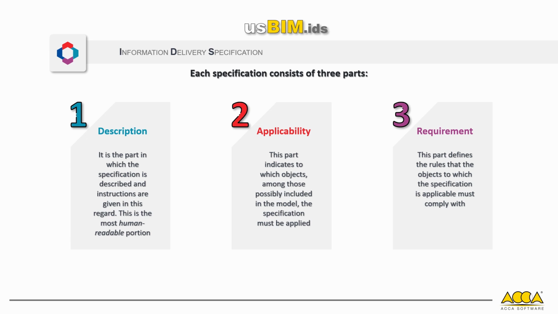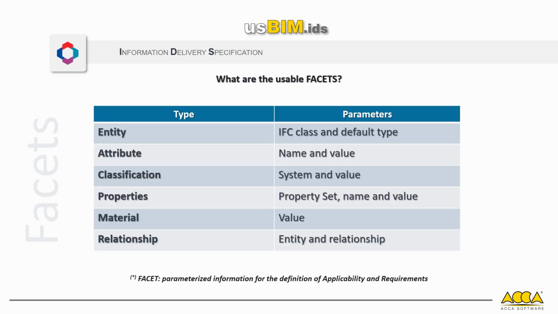In the IDS, applicability and requirements are defined using parameterized information called facets. The current version of the standard includes 6 different facets: entities, attributes, classifications, properties, materials, relationships. Each facet refers to the IFC standard, considering various aspects for describing the entities within a model.